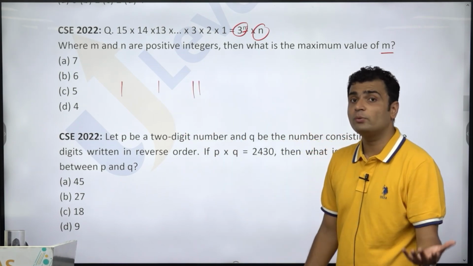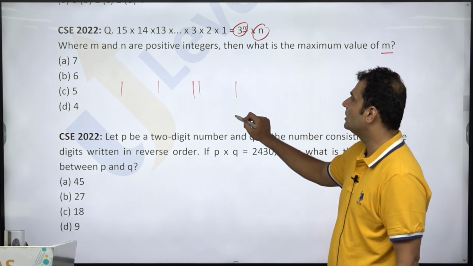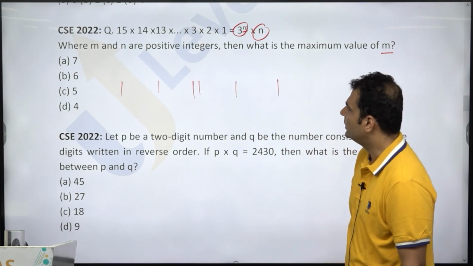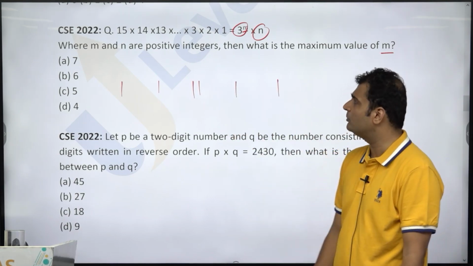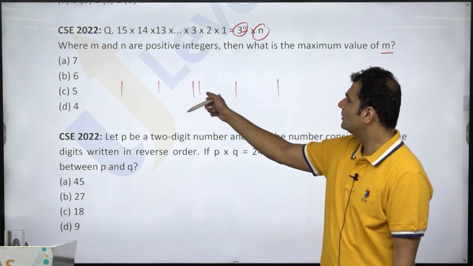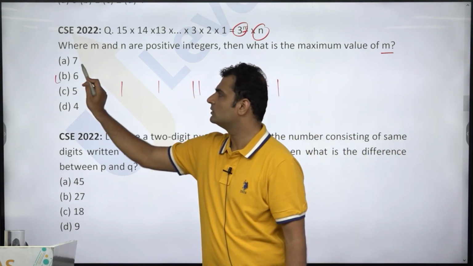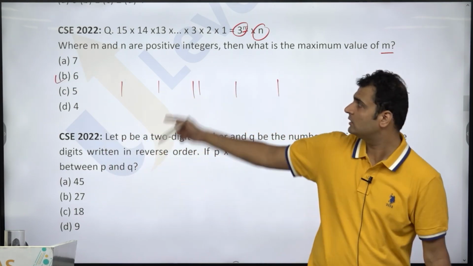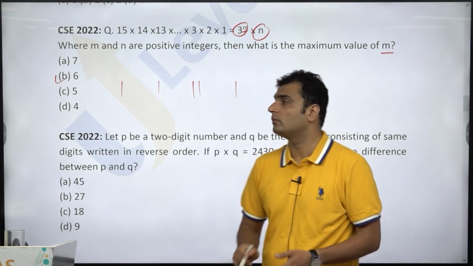9 is 3 square, you have to remember that. 6, it will appear once. 3, it will appear once. This is all the times 3 will appear in this product. How many times? 6. Answer is B. As simple as that. This is again not an old question, a CSE 2022 question.